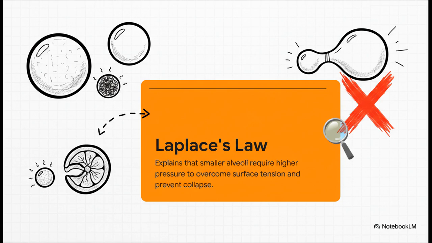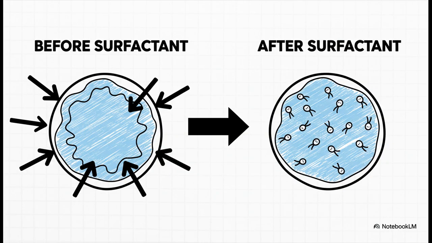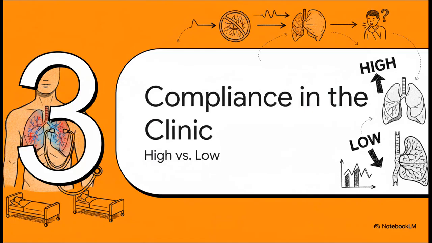It would be a total disaster. But of course, nature came up with a brilliant solution, surfactant. It's this incredible substance that gets right in between the water molecules lining the alveoli and just shatters that surface tension. The result? It makes the lungs way more compliant, it keeps the alveoli stable, and it prevents them from collapsing. It's absolutely vital.